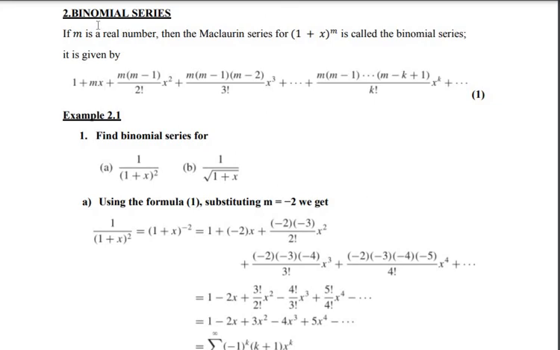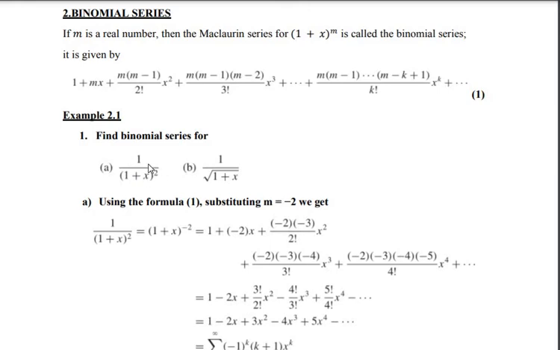Now we can find out what a binomial series is. If m is a real number, then the Maclaurin series for 1 plus x the whole raised to m is called a binomial series, and it is given by 1 plus mx plus m into m minus 1 divided by 2 factorial into x square plus m into m minus 1 into m minus 2 divided by 3 factorial into x cube plus etc., plus m into m minus 1 etc. m minus k plus 1 divided by k factorial into x raised to k plus etc. We can see some examples.